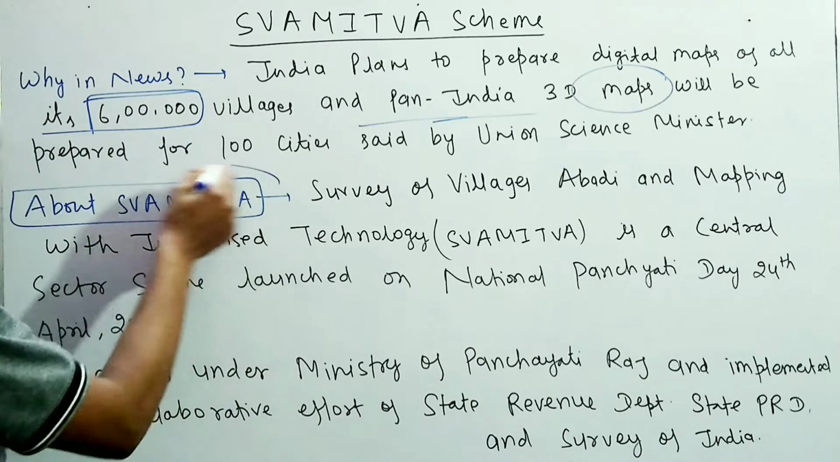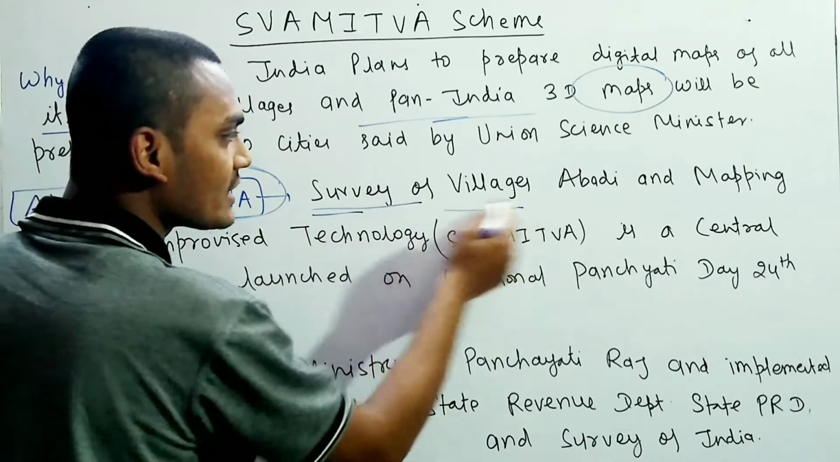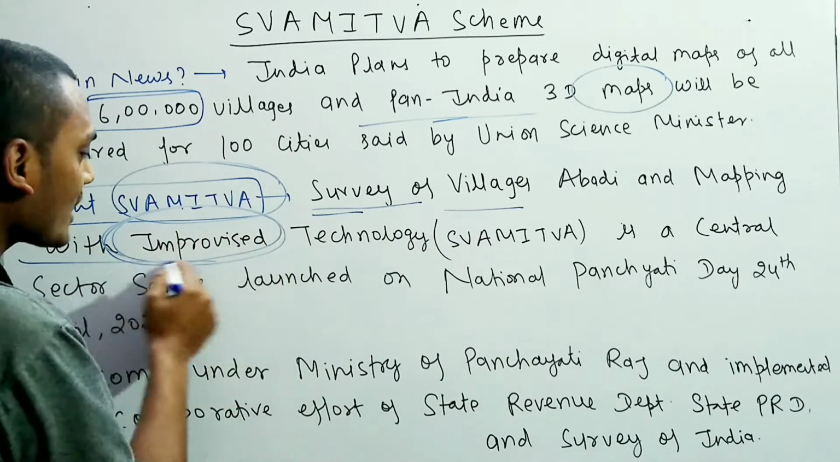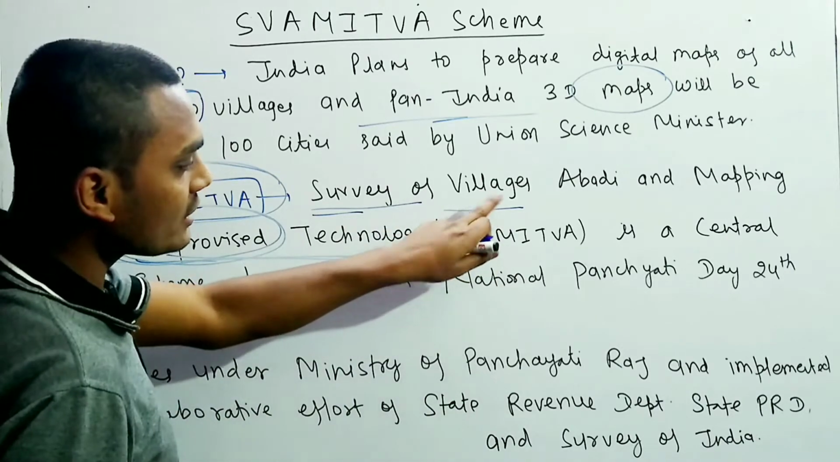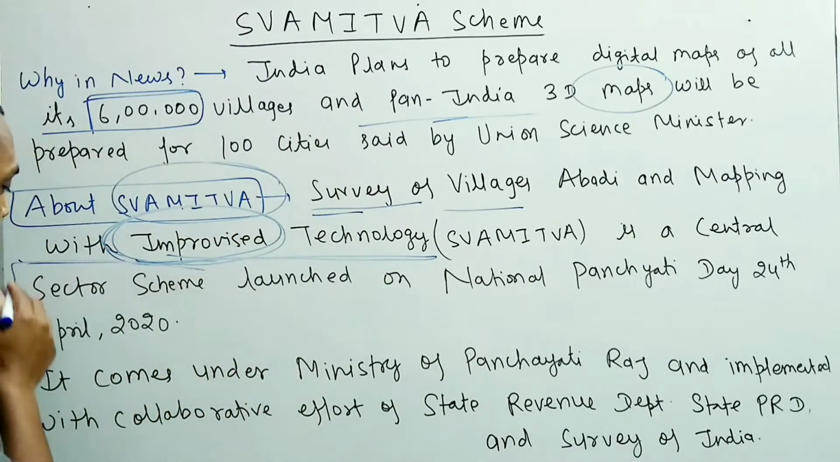If you talk about this SVAMITVA scheme, then remember, what is the full form? Survey of Villages, Abadi, and Mapping with Improvised Technology. Improvised technology is basically the use of drones, and that is known as SVAMITVA. So this is the full form of SVAMITVA. It is a central sector scheme. Remember that it is a central sector scheme.